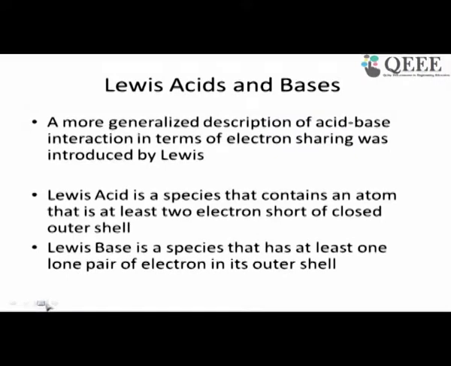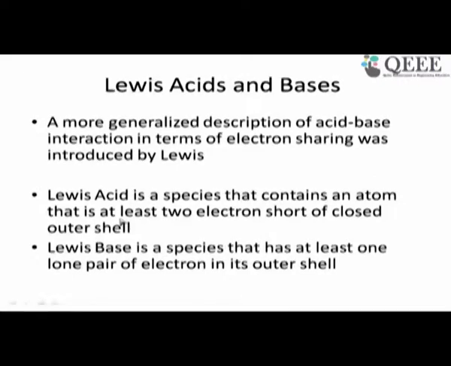There is another generalized approach for acids and bases, which you can talk about in terms of electron sharing. This was postulated by Lewis. A Lewis acid is a species that contains an atom that is at least 2 electrons short of a closed outer shell. So a Lewis acid is a species that lacks 2 electrons. For example, BF3 and all these boron compounds inherently lack 2 electrons, because boron has only 3 valence electrons, so it can only form 3 bonds.